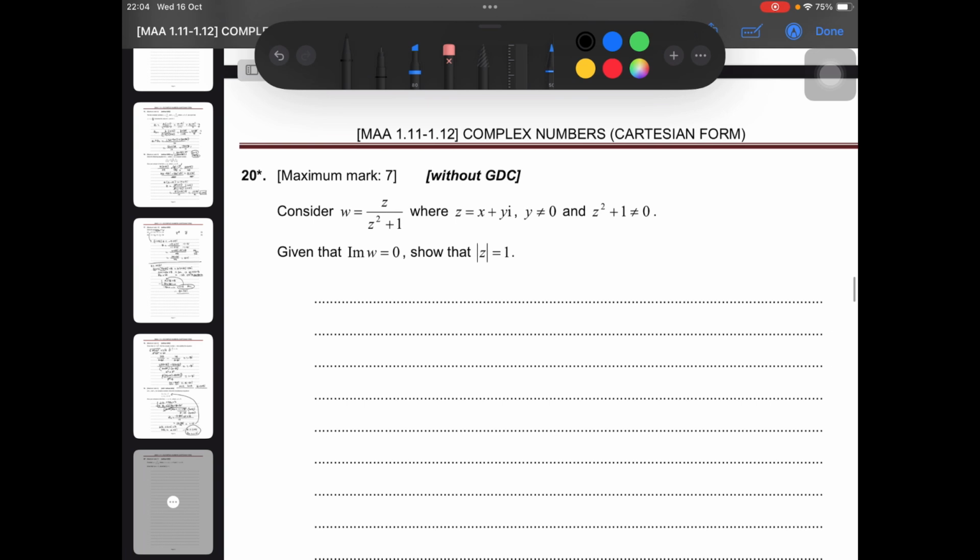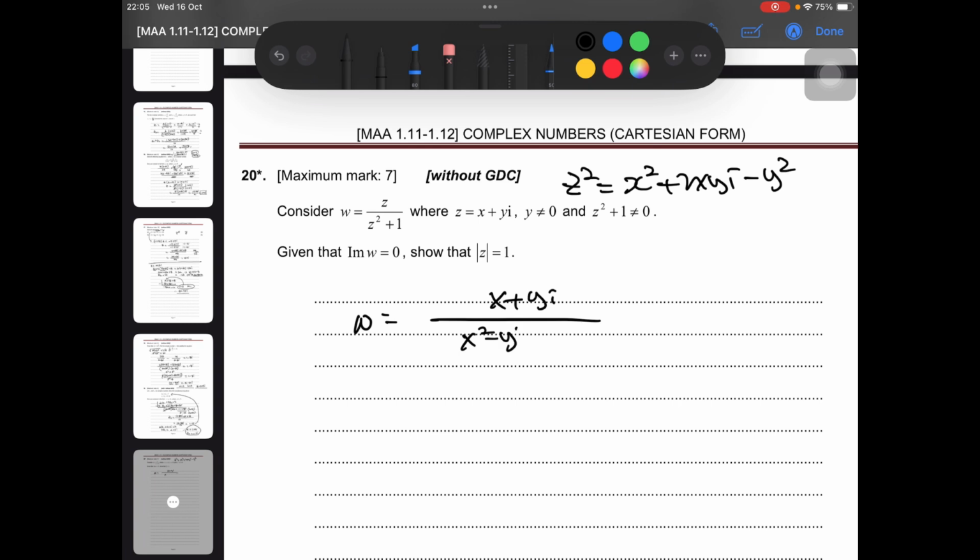And number 20. W is like this, and the imaginary part is 0. Then the magnitude of z should be 1. So let's try to do that. W, with z equals x plus yi, z squared is x squared plus 2xyi minus y squared. So x squared minus y squared plus 1. I just try to rearrange with the real part and imaginary part separate. So x squared minus y squared plus 1 minus 2xyi.